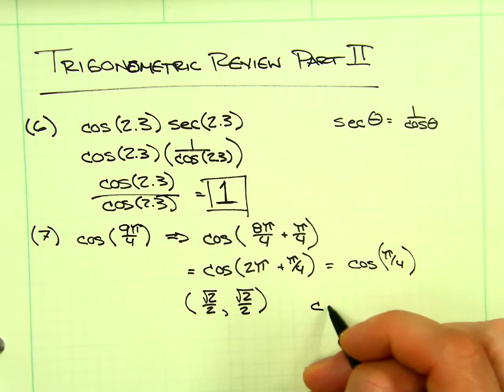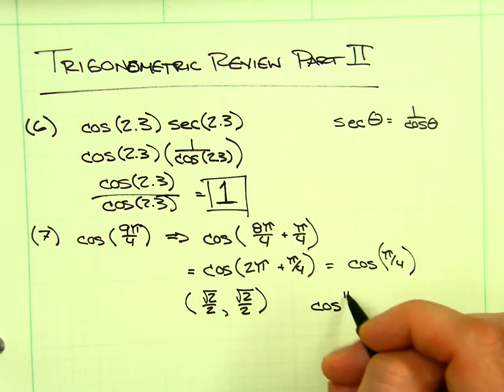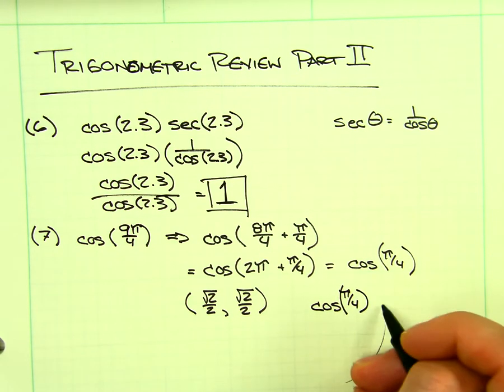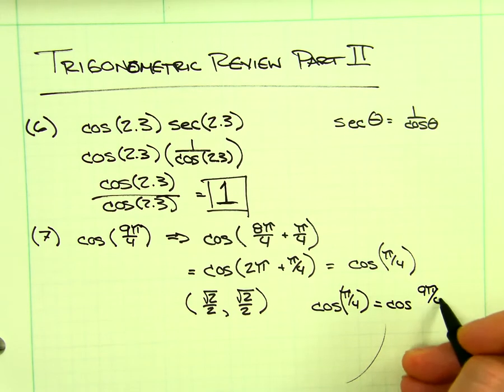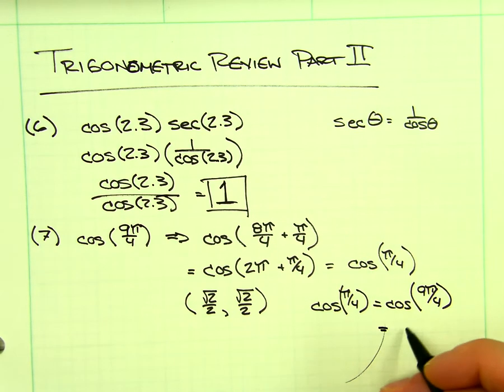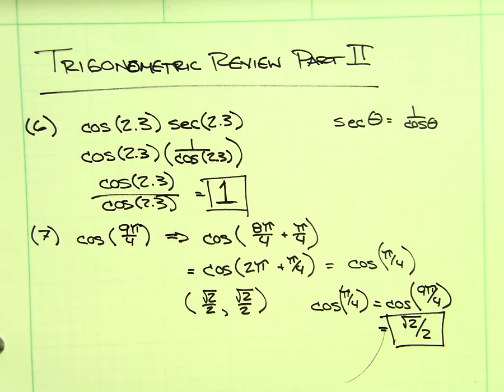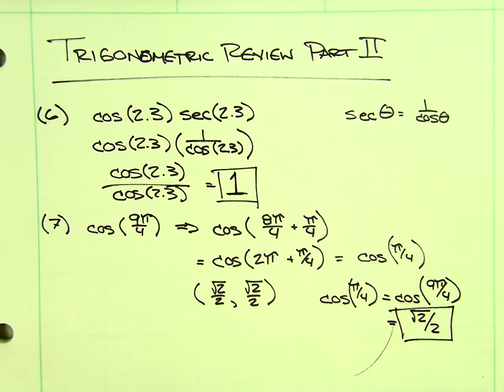And so here I can say that the cosine of pi over 4 is going to be equal to the cosine of 9 pi over 4, which is going to be equal to the square root of 2 over 2. So very similar to problems we were doing yesterday, just an extra step involved. Okay, let's step it up a little bit here.